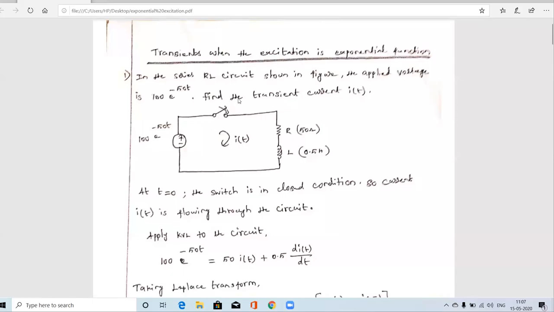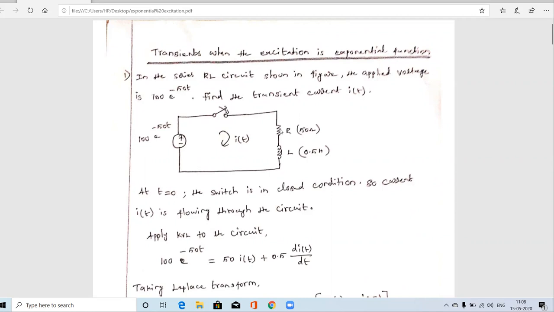Okay, so this topic is transient when the excitation is an exponential function. Here we will directly see the problem. In the series RL circuit shown in the figure, the applied voltage is 100 e power minus 50t. Find the transient current i of t. This is the question, and this is the given diagram.